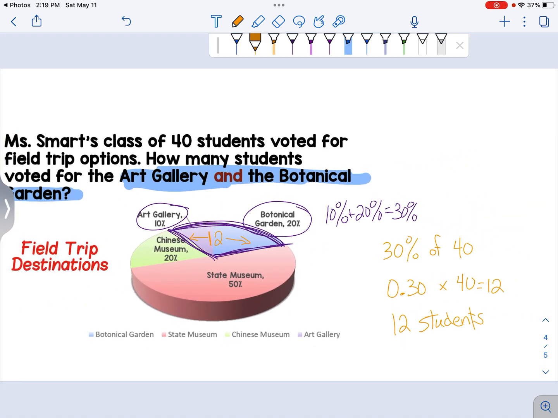All right, so your next assignment is going to have percents on the pie chart, and you will have to find the quantity or the number that represents.